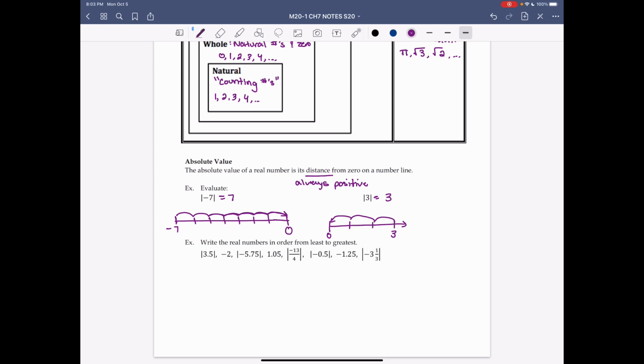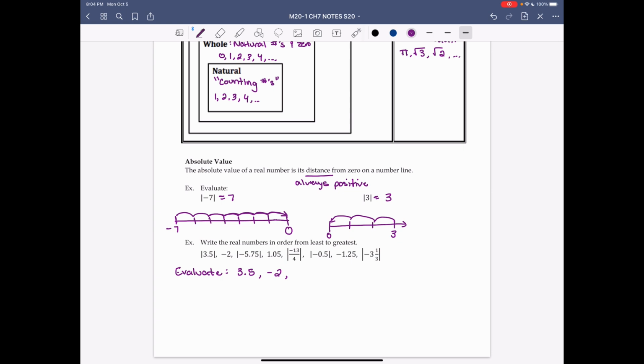Write the real numbers in order from least to greatest. So first we're going to evaluate each of these numbers, and then we can order them. The first one is the absolute value of 3.5. How far away is that from 0? It would be 3.5 away from 0. Then we have negative 2, which is just negative 2. There's no absolute value symbol around it.